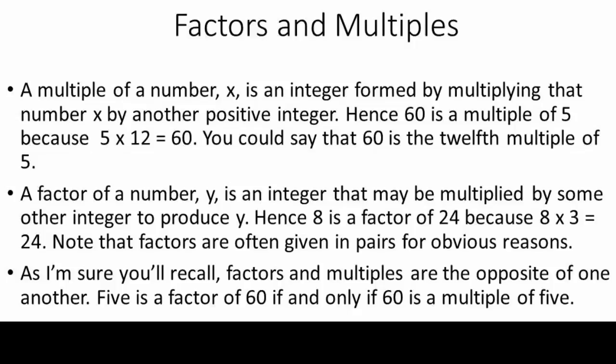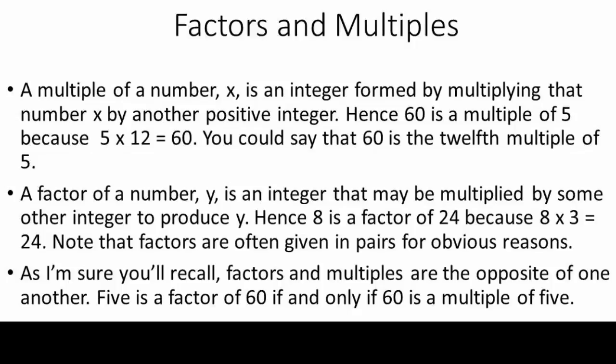Another word for factor, by the way, is divisor. You might come across that word. I actually almost prefer that word, but factor is more commonly used in the exam. Note that factors are often given in pairs for obvious reasons. For example, a fairly typical GCSE question is list all the factors of 20. Well, if you're going to list all the factors of 20, why not say, okay, we've got 1 and 20, we've got 2 and 10, and we've got 4 and 5. The easiest way to do it is to list them in pairs.